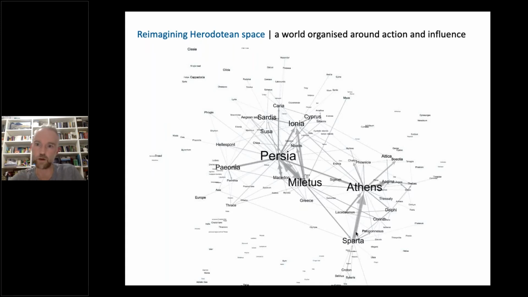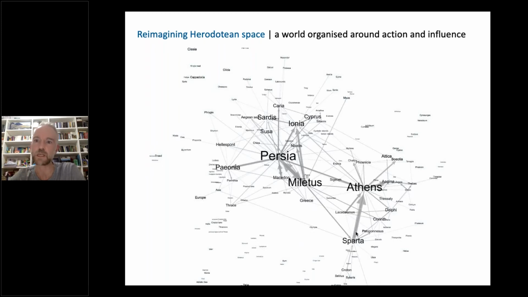Just to explain what you're looking at here, the places that are more central are those that are mentioned most often in book 5 in relation to others. So at one level, no surprise, Persia, you'd expect that, I think. Miletus, yeah, because we're talking about Ionia. And at one level, again, that's not a bad thing. You don't want total surprises when you're dealing with big data, because otherwise there's something wrong with your data. So the fact that Persia's central makes sense.